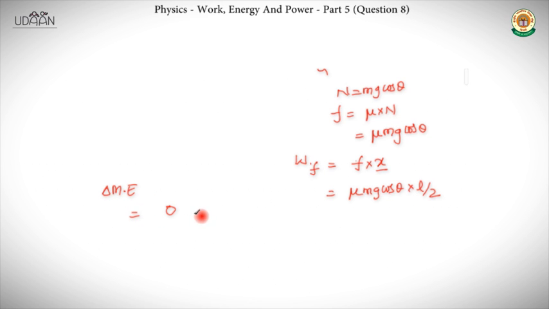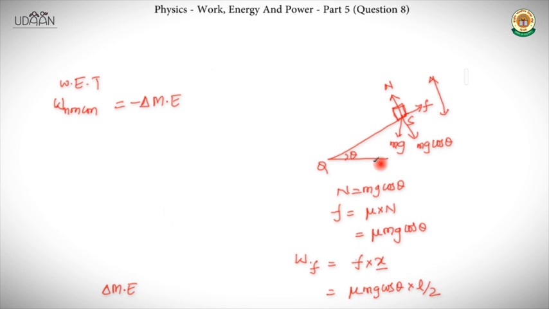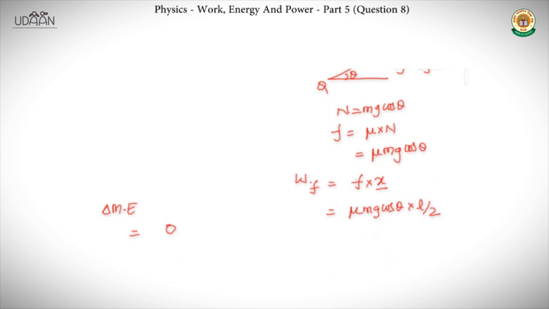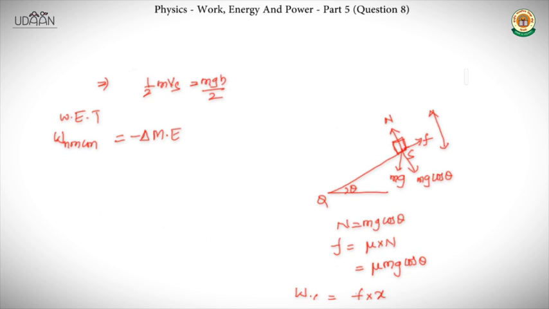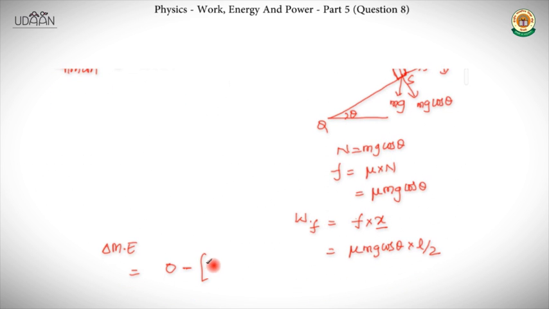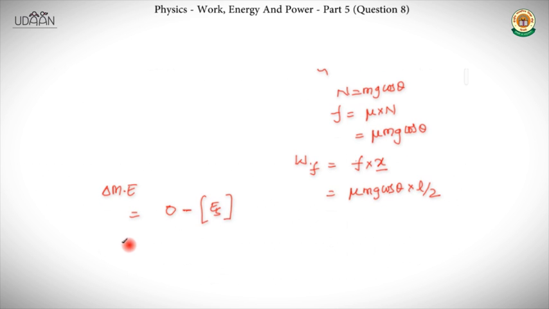The final mechanical energy is 0 because at position Q it is at height 0 and the final velocity is also 0. This is equal to 0 minus the energy at position S, let us say ES. So the work done by the non-conservative force is equal to negative of delta ME, which will be equal to ES.